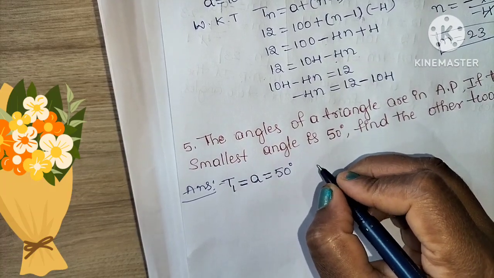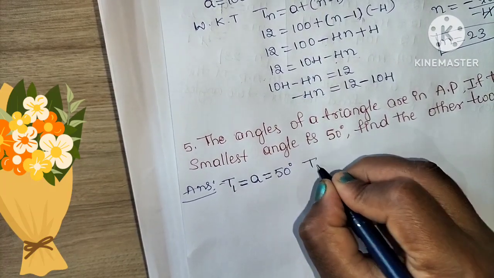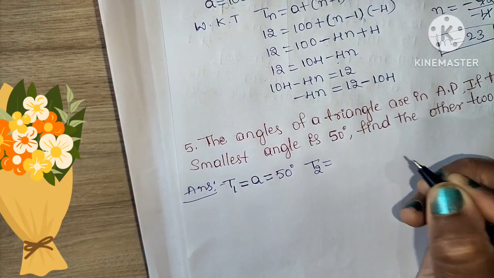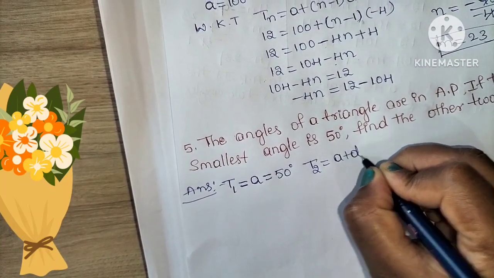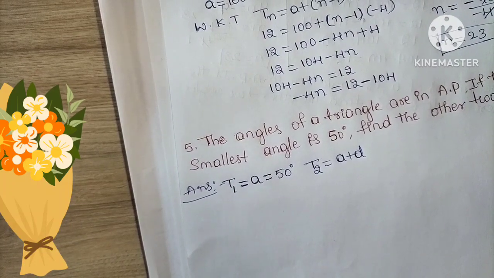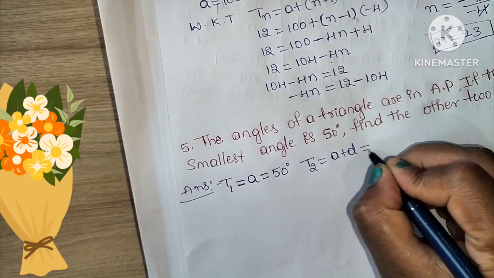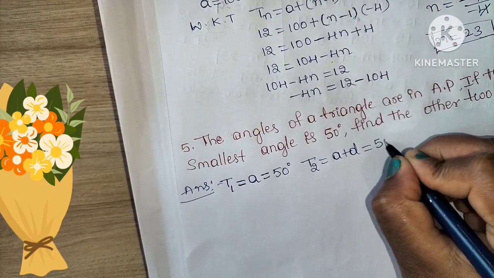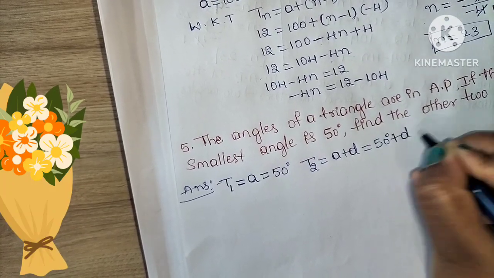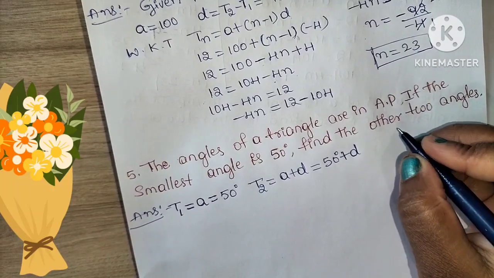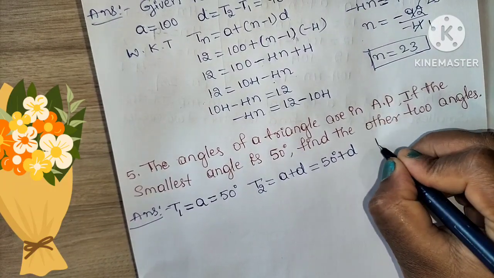So we know term 2. We don't know term 2, but we know term 2 is equal to A plus D. So what is A here? 50 degree. Do we know D? No, we don't know D. Write as it is. Next, 50 plus D.